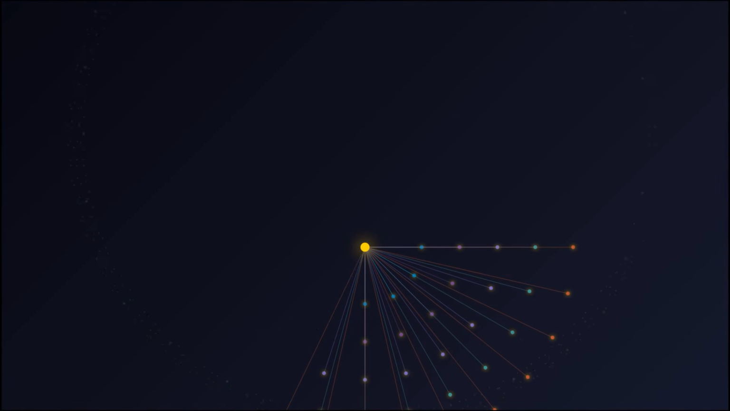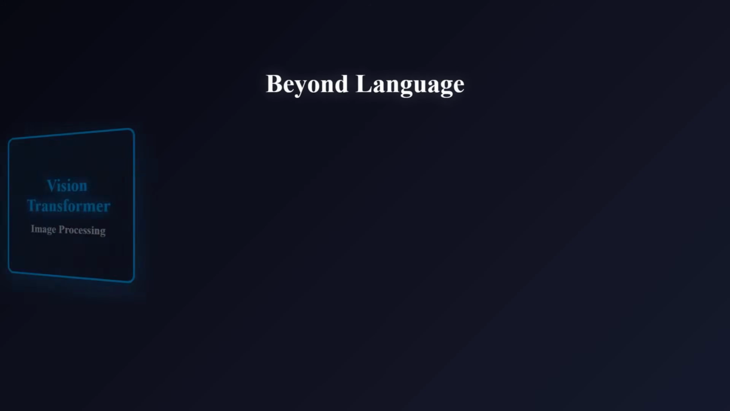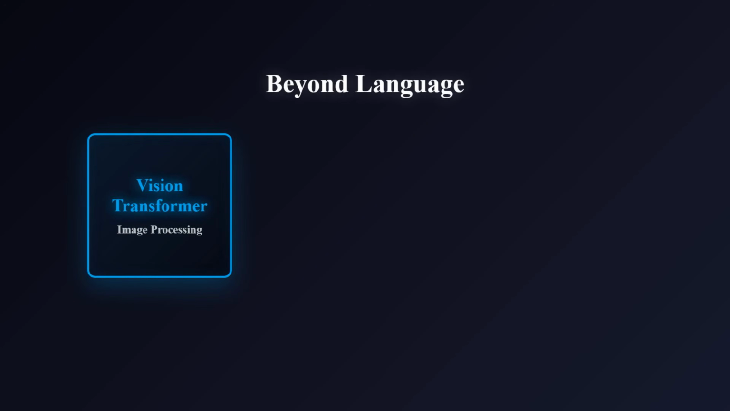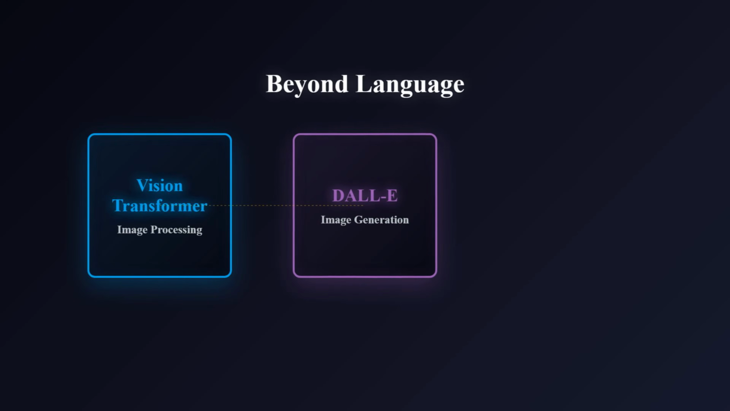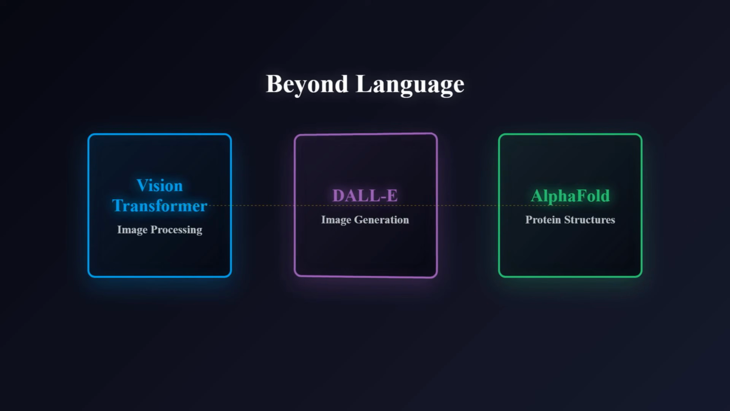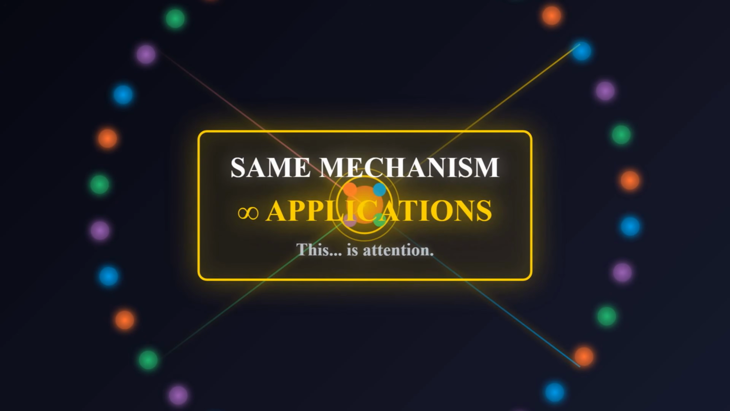175 billion parameters, all connected through attention mechanisms. 2022. ChatGPT brings attention-based models to hundreds of millions. But it's not just language. Vision transformers process images with attention. DALL-E generates images. AlphaFold predicts protein structures. The same attention mechanism, infinite applications.